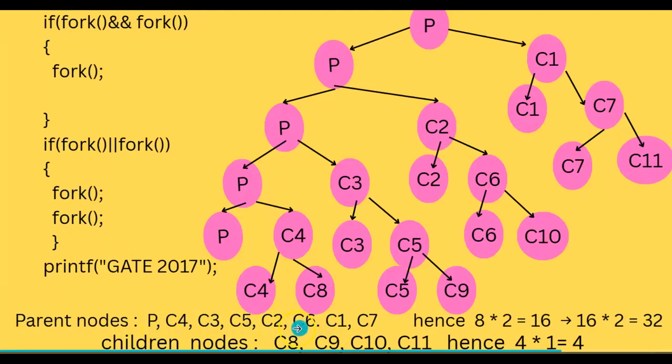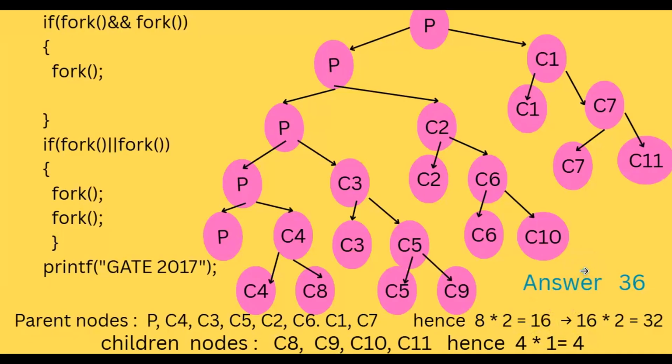So how many parent nodes are there? 8. So for the first fork system calls, 8 into 2 is 16. For the next fork system calls, 16 into 2 is 32. The remaining child processes are 4. So the total is 32 plus 4, 36. So the answer is 36. That means the printf statement will get executed 36 times.